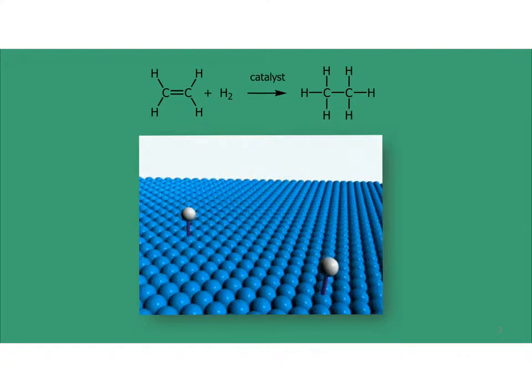A hydrogen atom is transferred from the catalyst surface to one of the carbon atoms, and then a second hydrogen atom is transferred, forming an alkane. The sites on the catalyst surface at which the reaction occurred are free to accept additional hydrogen and alkene molecules, and so the reaction can proceed.